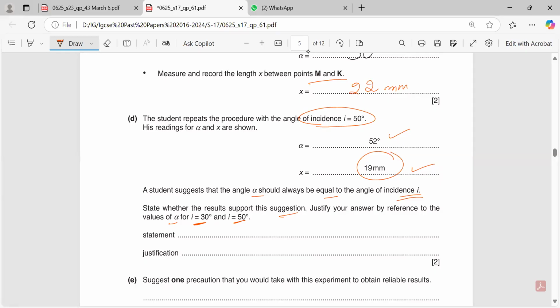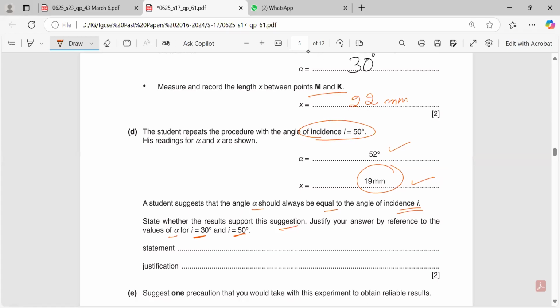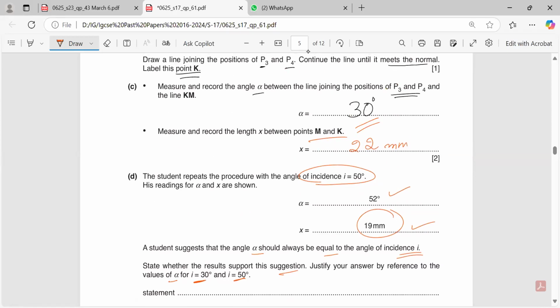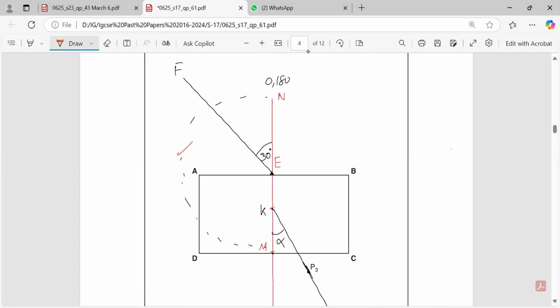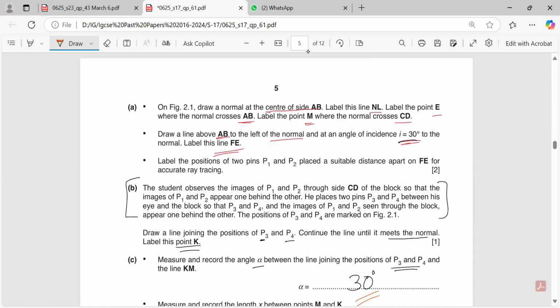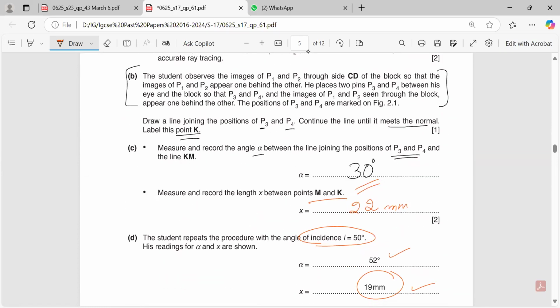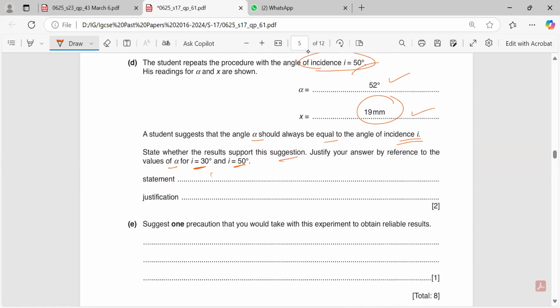When the angle of incidence was 30, alpha is equal to 30 degrees, and the angle of incidence was also 30 degrees. So yes. And when the angle of incidence was 50, alpha is 52. So you can say yes, within the limit of experimental accuracy.